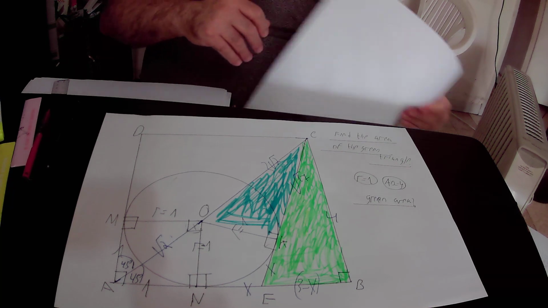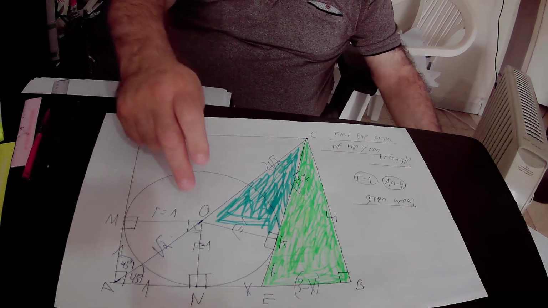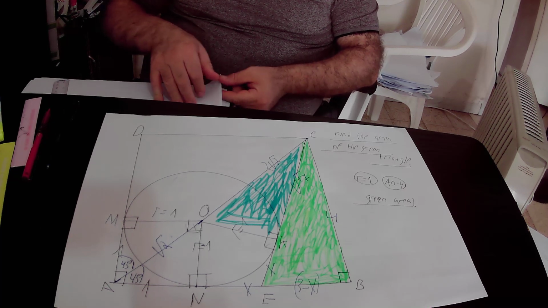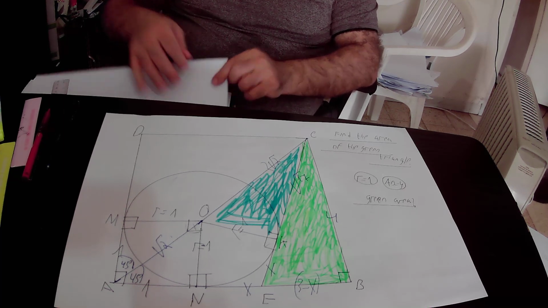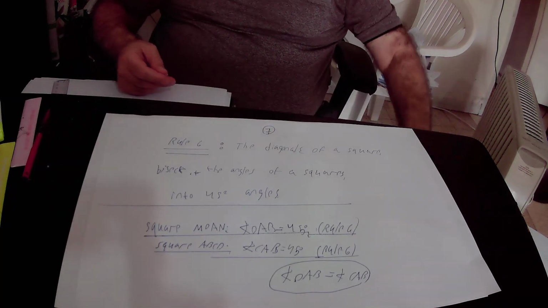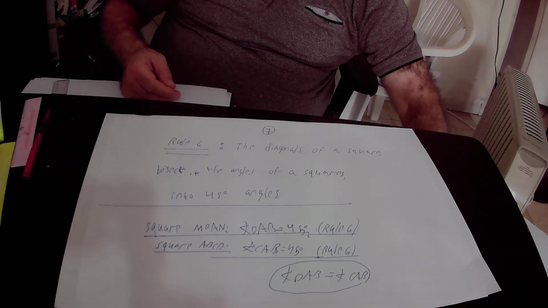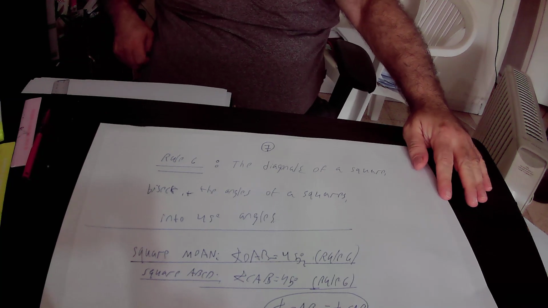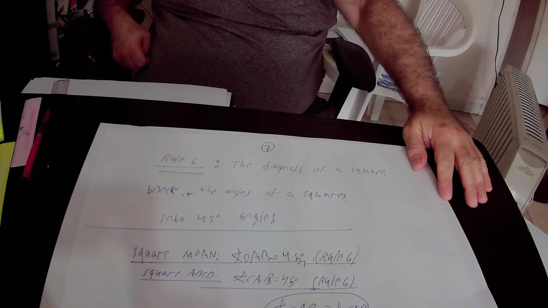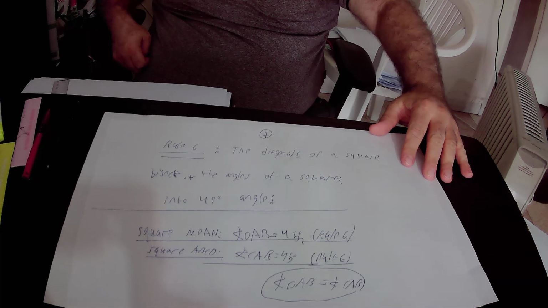Okay? So we will relate to MOAN as a square. Quadrilateral MOAN is a square. And we also have rule number 6. According to rule number 6, the diagonals of a square bisect the angles of the square into 45 degree angles.